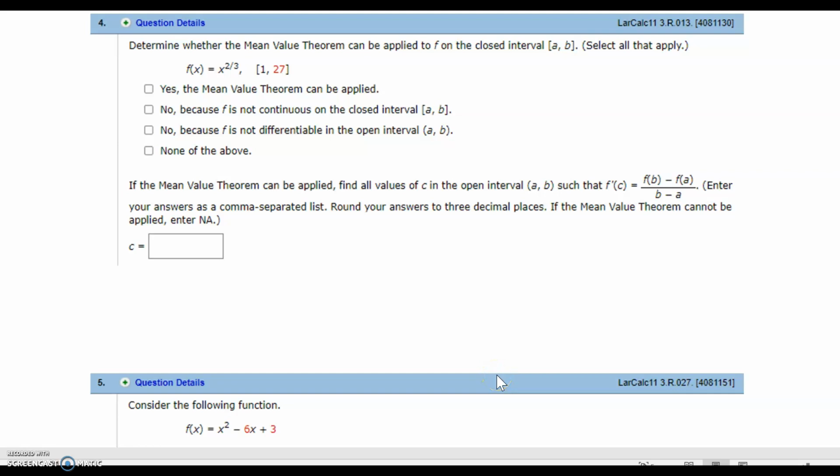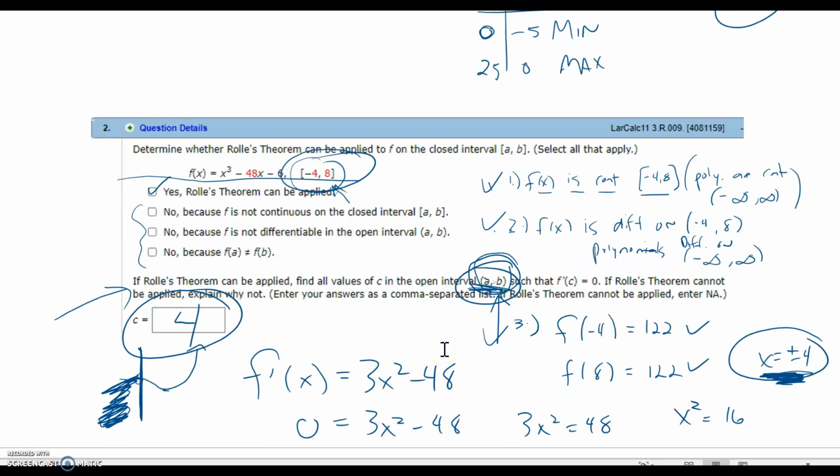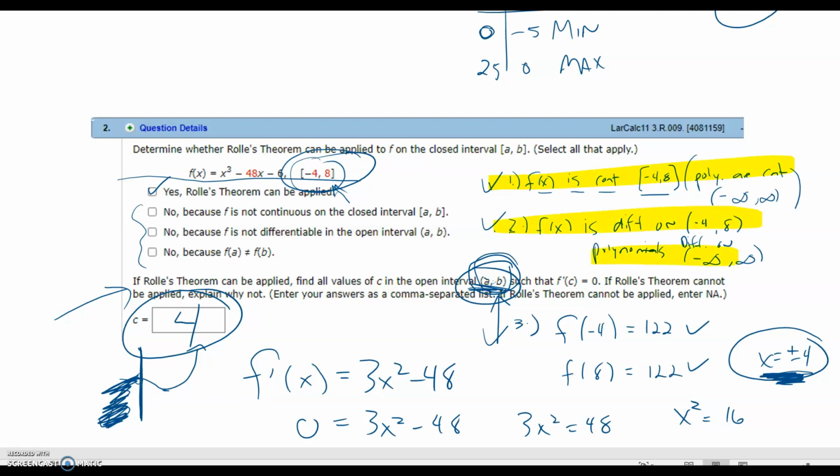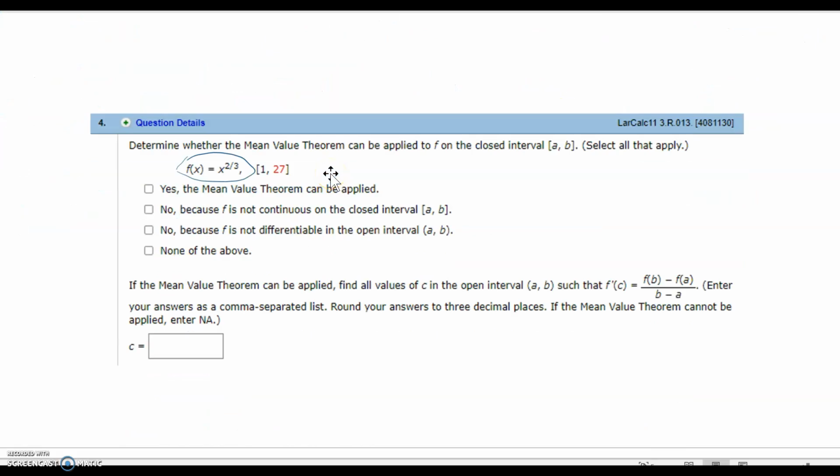Can the mean value theorem be applied? Well, this function has one problem, right? At x equals 0. That is, you want to know if it's continuous and differentiable, right? It's the same first two conditions as Rolle's theorem, only on the given interval. So, is that the case here? Is it continuous on this given closed interval, differentiable on the open?